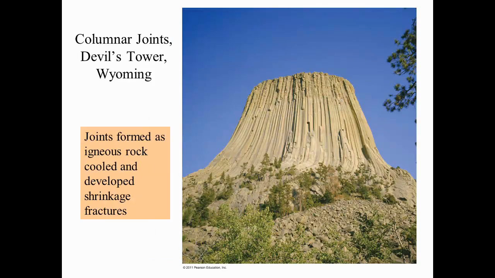And here we see some columnar joints. This is again Devil's Tower in Wyoming. These particular joints formed when the original magmatic intrusion gradually cooled and solidified, and in so doing developed shrinkage patterns, which we see once the feature was exhumed above the surface.